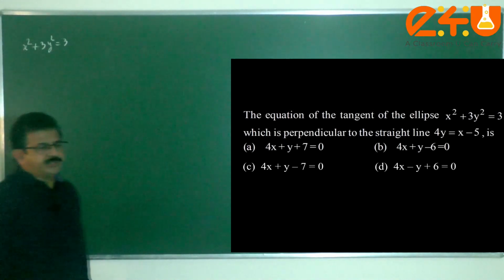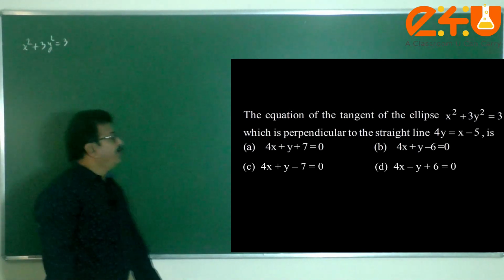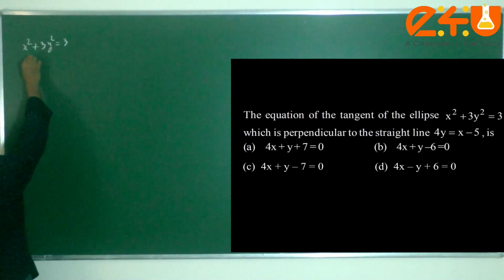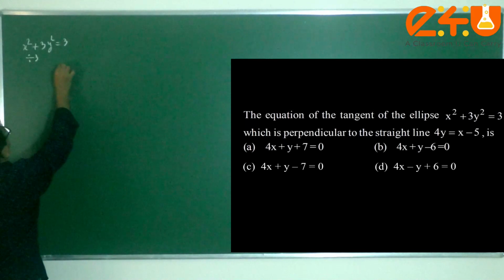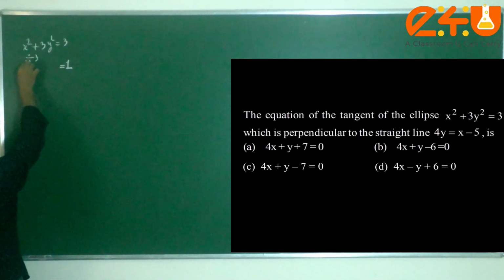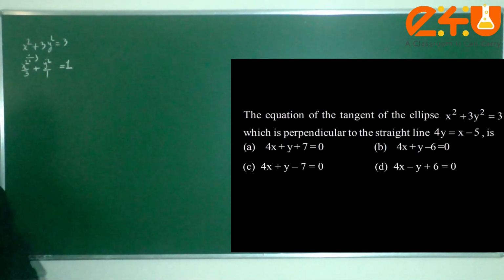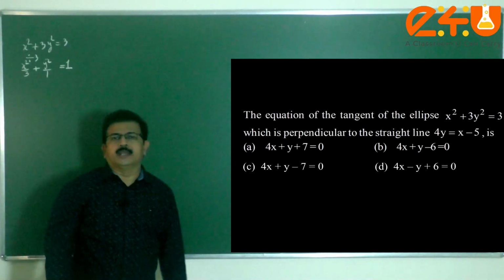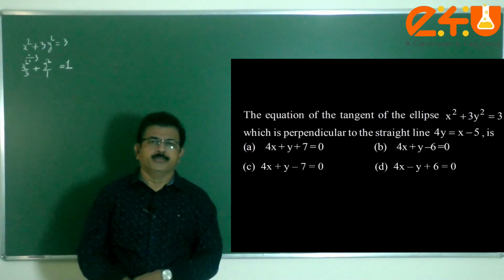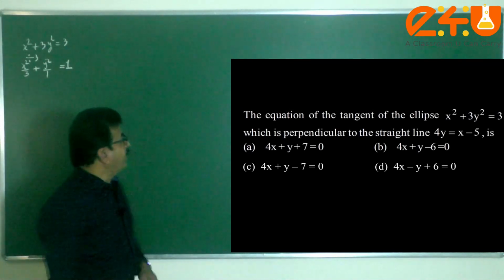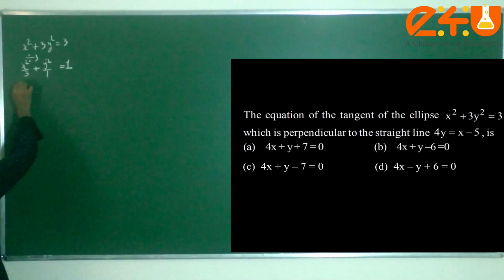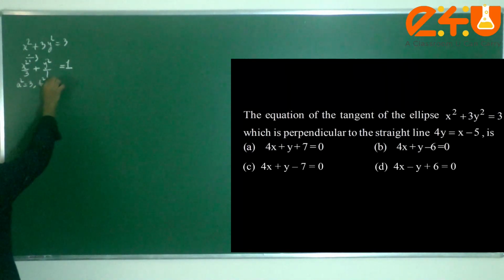X squared plus 3y squared equal 3 is not in standard form. So I need to make the RHS 1 only. So I am dividing by 3 everywhere. I get x squared by 3 plus y squared by 1 equal to 1. So that brings us to the standard form of the ellipse, which means the a square value is 3 and b squared value is 1.